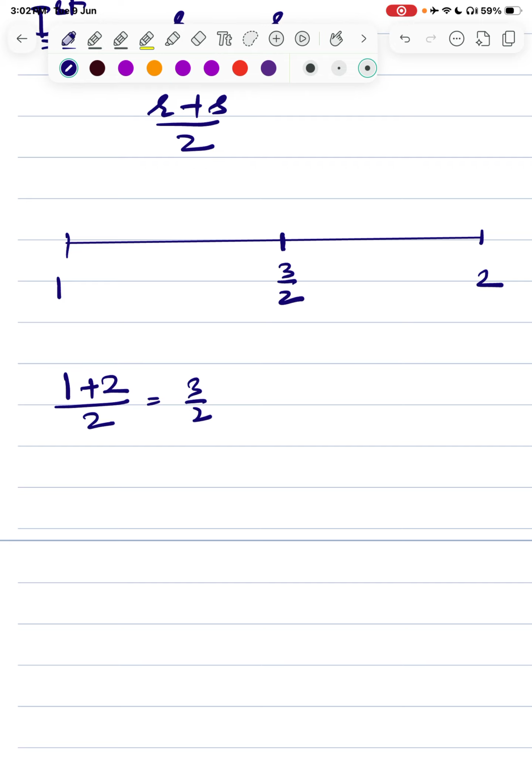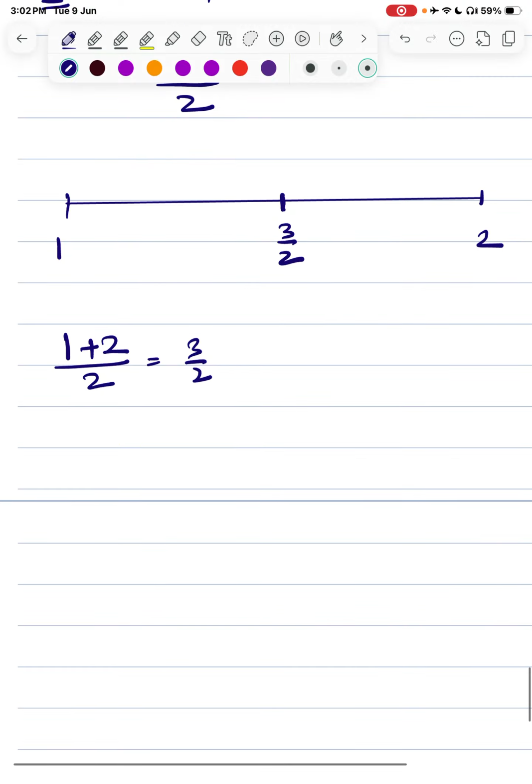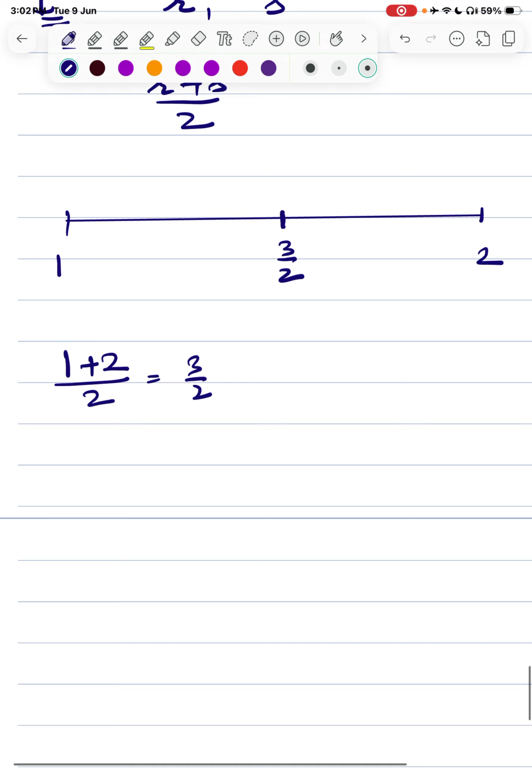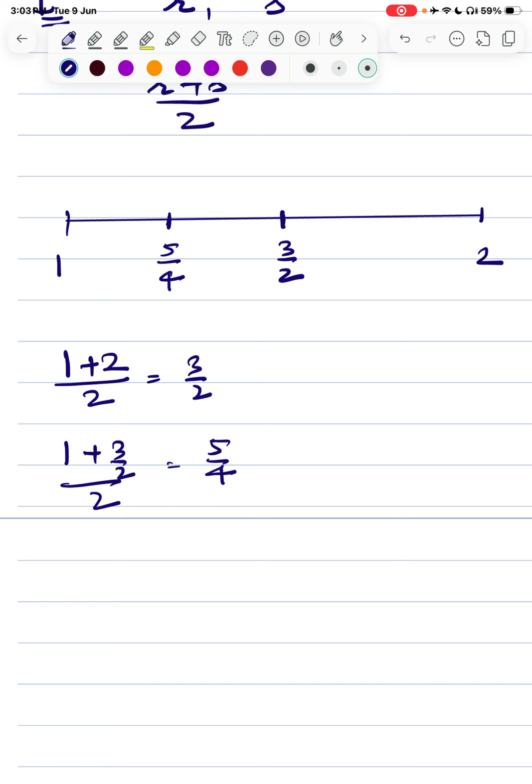Here you have to insert five numbers. Next you will take 3 by 2 and 1. Now take the middle of it. So that is 1 plus 3 by 2 by 2, that is 5 by 4. So this is 5 by 4. So two numbers you will get between 1 and 2, but you have to insert five numbers.